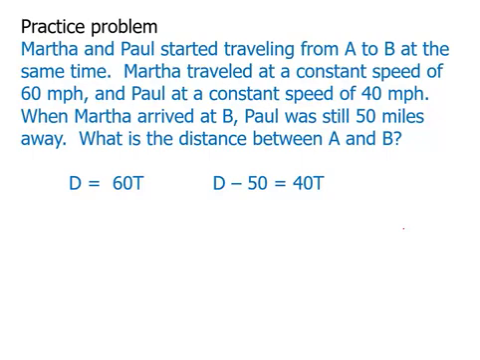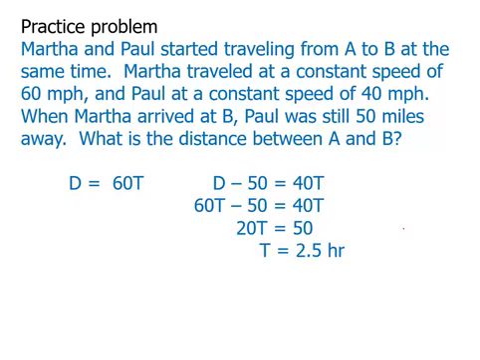Well, notice now we have two equations with two unknowns. The first one is solved for d, so just plug it into the second one. We get 60t minus 50 equals 40t. Add 50 to both sides, subtract 40t from both sides, we get 20t equals 50. Divide by 20, we get t equals 5 over 2, or 2.5 hours.